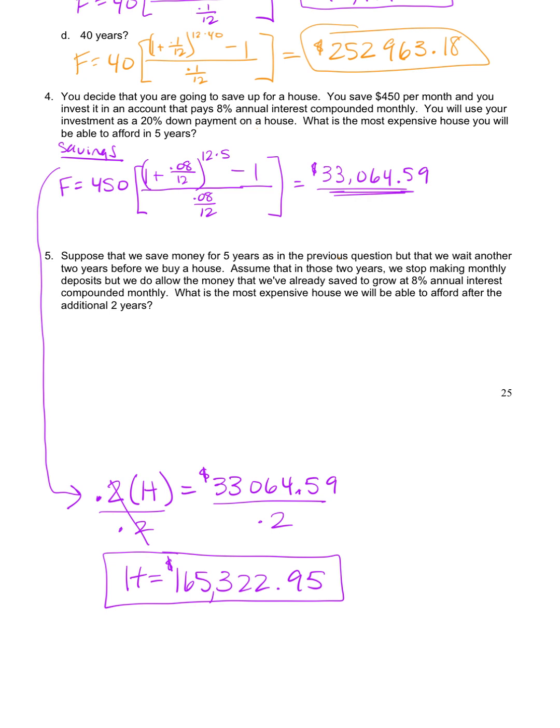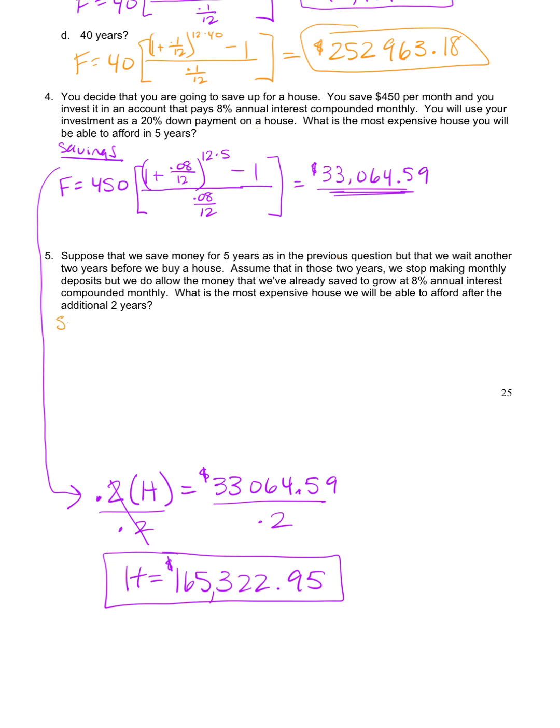Question 5, suppose that we save money for 5 years as in the previous question, but that we wait another 2 years before we buy a house. Assume that in those 2 years we stop making monthly deposits, but we do allow the money we've already saved to grow at 8% annual interest compounded monthly. Then what is the most expensive house we'll be able to afford after 2 years?